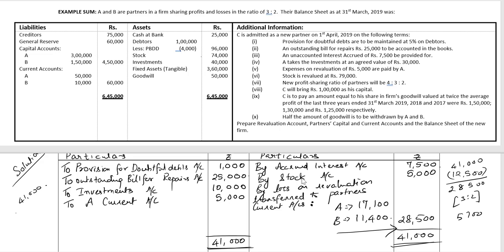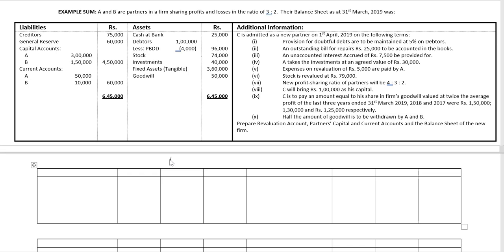Next, let's go and prepare the partners' capital accounts. Left side debit side and right side credit side. We have particulars, partner A, partner B and partner C. And on the credit side again, particulars, partner A, partner B and partner C.